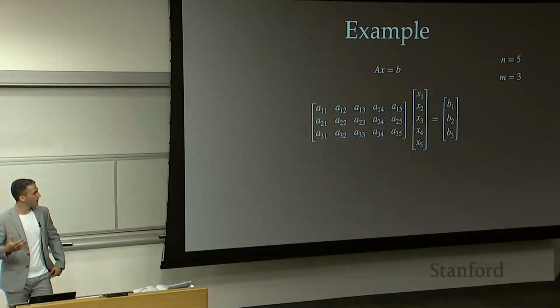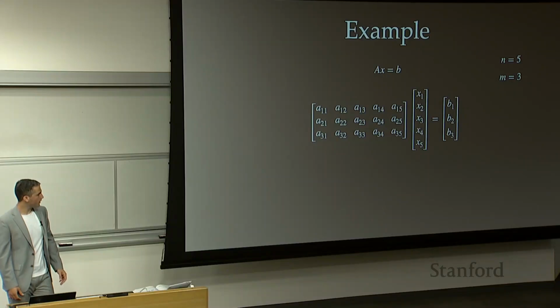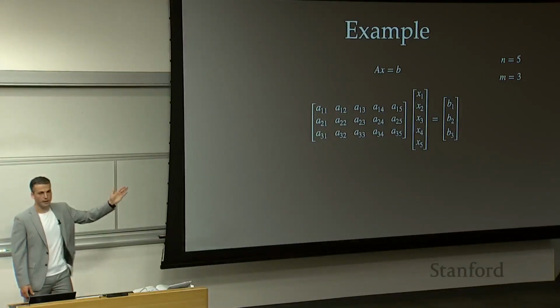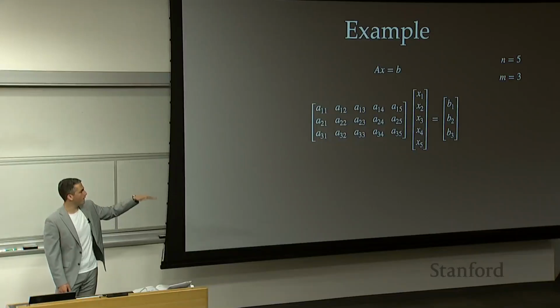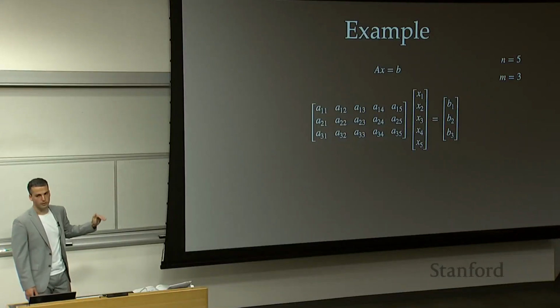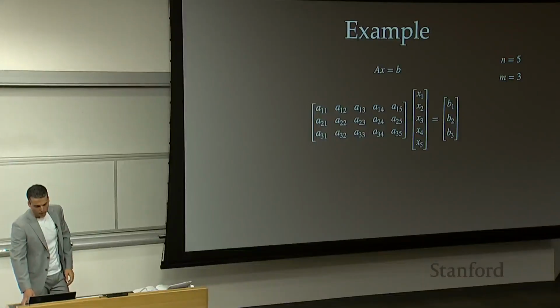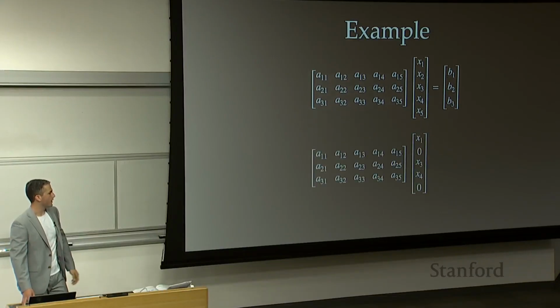This is another way to look at the exact same fact that we're working with. In this case, we've written out Ax equal to b. We have n equals 5, so we have 5 variables, and we have 3 equality constraints represented by the rows of this A matrix. Now let's say, for example, that the second and fifth components of x here are 0.